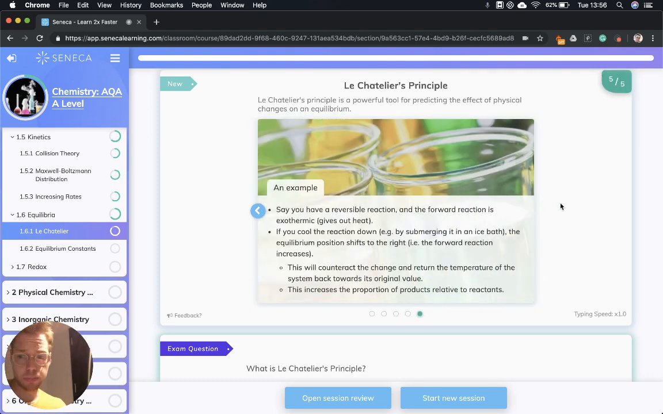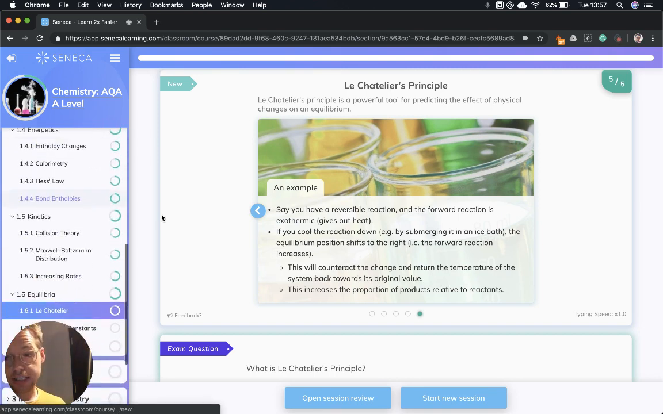So let's go through an example to hopefully consolidate that because it can be a little bit complicated. Let's say we have a reversible reaction and the forward reaction is exothermic. And if you remember, exothermic reactions give out heat. Make sure you check out the episodes on kinetics and energetics if you need to get back up to speed on enthalpy changes and what exothermic reactions are.